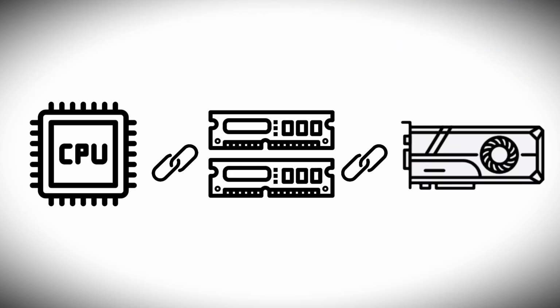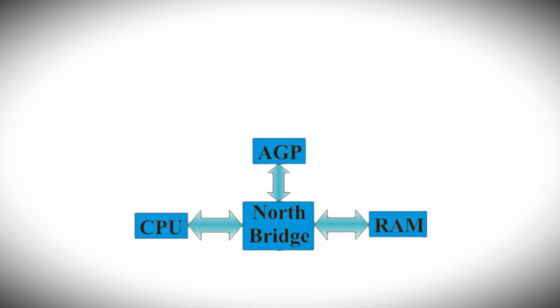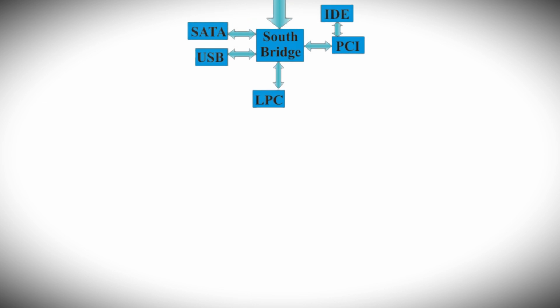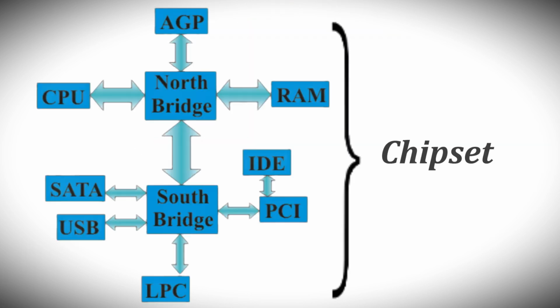The processor, RAM, and graphics card always work together. To transfer data between them, a special chip is required. This is called the North Bridge. Other components are handled by the South Bridge. Together, the North Bridge and South Bridge form the chipset of the motherboard.